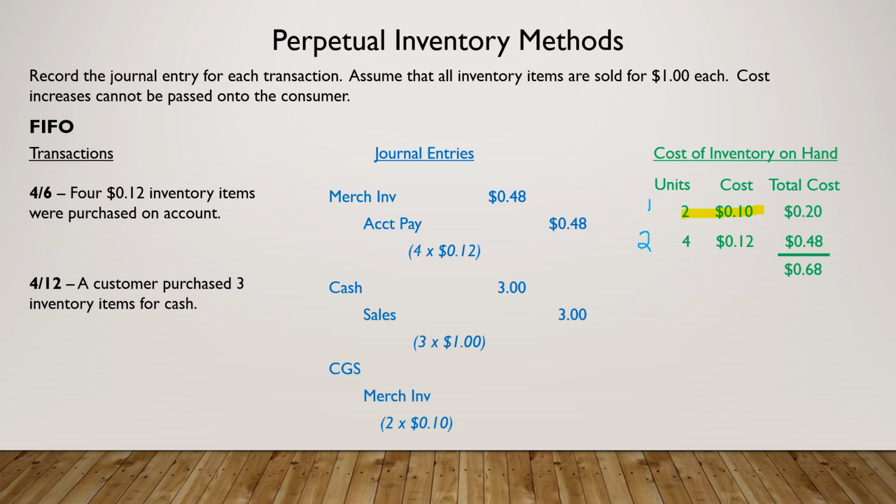To get to 3 units sold, we need to take 1 unit from the more recent layer of inventory at 12 cents. What's the inventory's remaining value? Like I said, we completely exhausted the first layer, so that one is at 0. Of the 4 units in the second layer, after removing 1, we have 3 left, making our inventory value 36 cents.